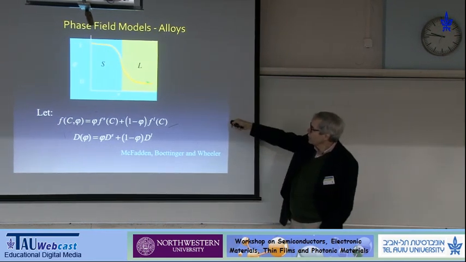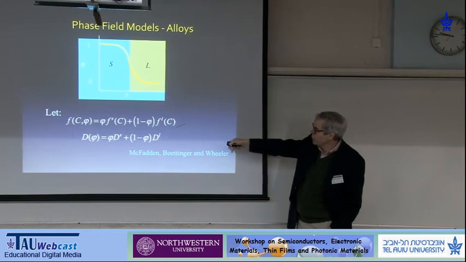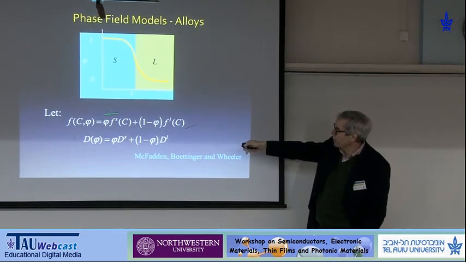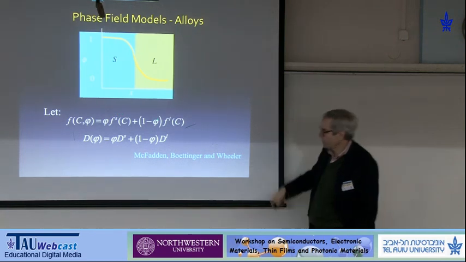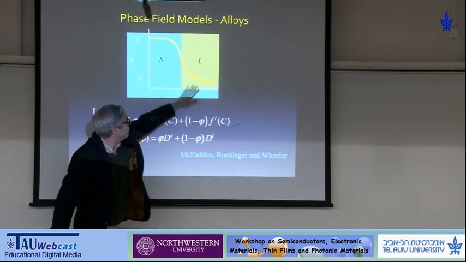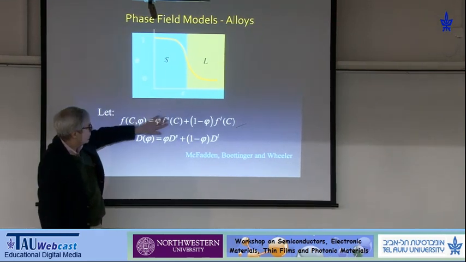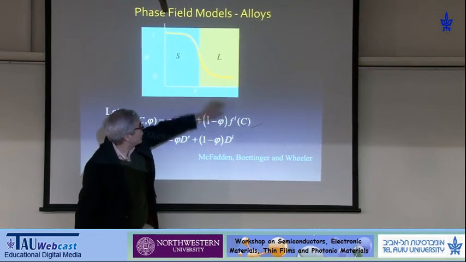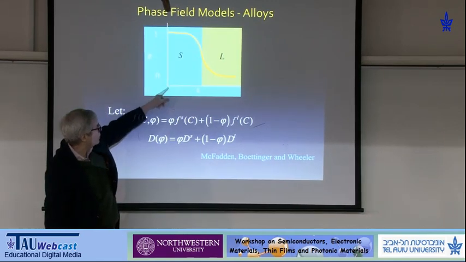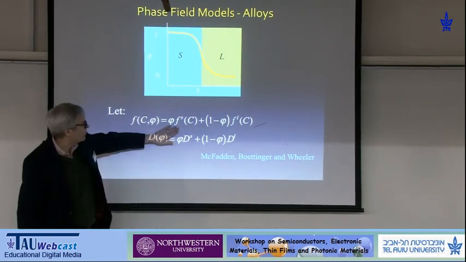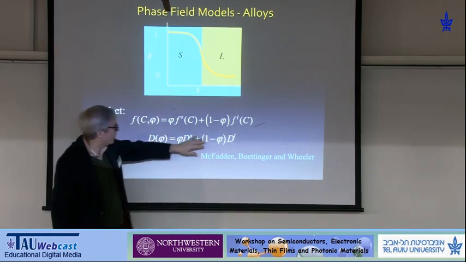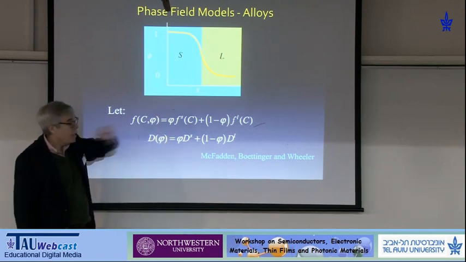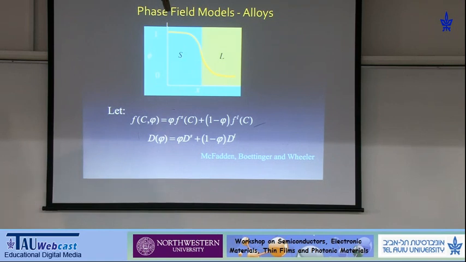So you start off, you're at 0 and 1, and what you're going to do is take the free energy of the system now as a linear combination of the free energy of the liquid and the free energy of the solid with these parameters phi and 1 minus phi. So if you're in the liquid, the order parameter is 0, you get the free energy of the liquid. If you're in the solid and the order parameter is 1, this goes away and you get the free energy of the solid. Same thing for the diffusion coefficient. When you're in the liquid, you get the diffusion coefficient of the liquid. When you're in the solid, you get the diffusion coefficient of the solid.